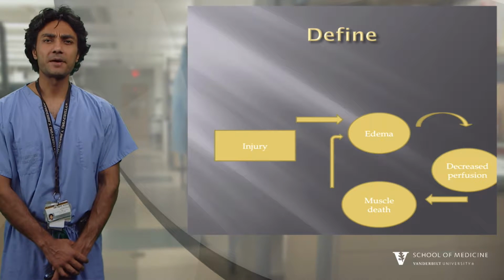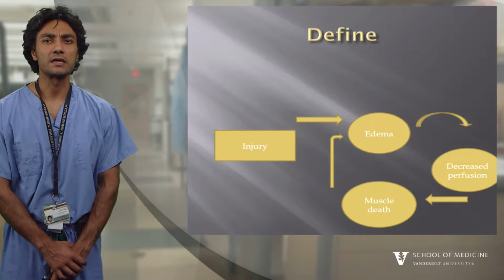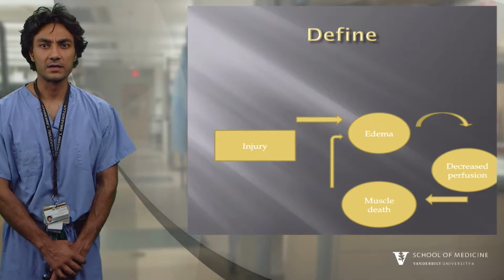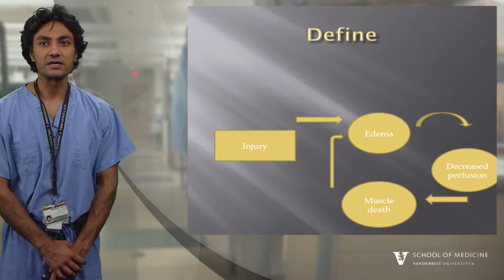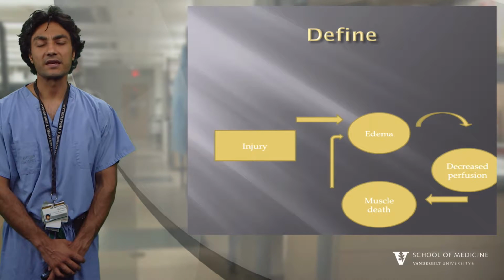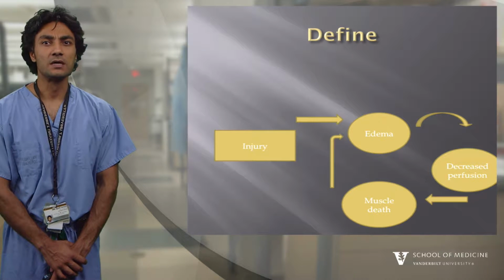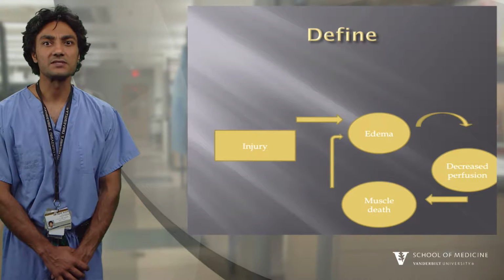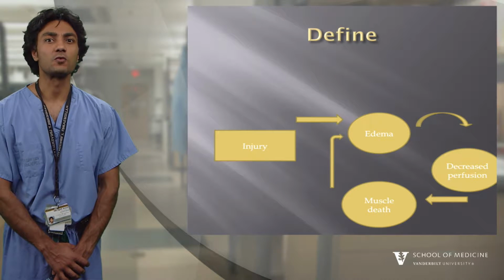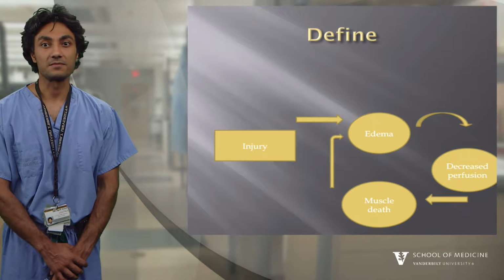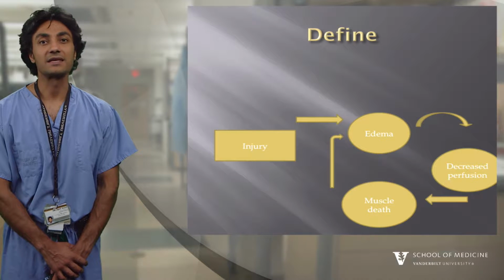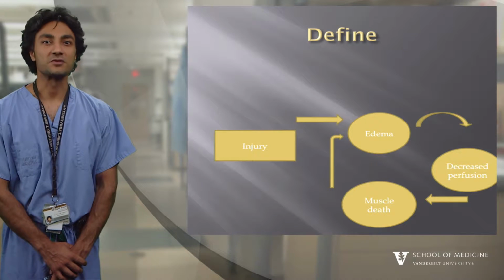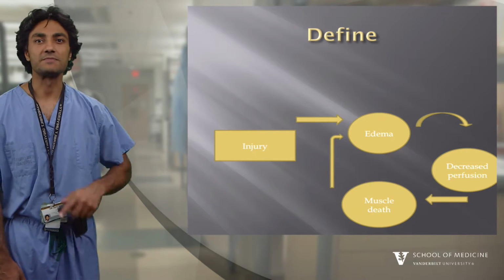I want you to think about compartment syndrome as a cyclical thing. You start initially with some kind of trauma to the tissue, and we'll get into the details of what that is, whether that's internal or external. The injury then leads to edema, and then the edema leads to decreased perfusion, which will cause muscle death if it keeps going, and then that leads to more edema and decreased perfusion, and the cycle keeps going around and around.